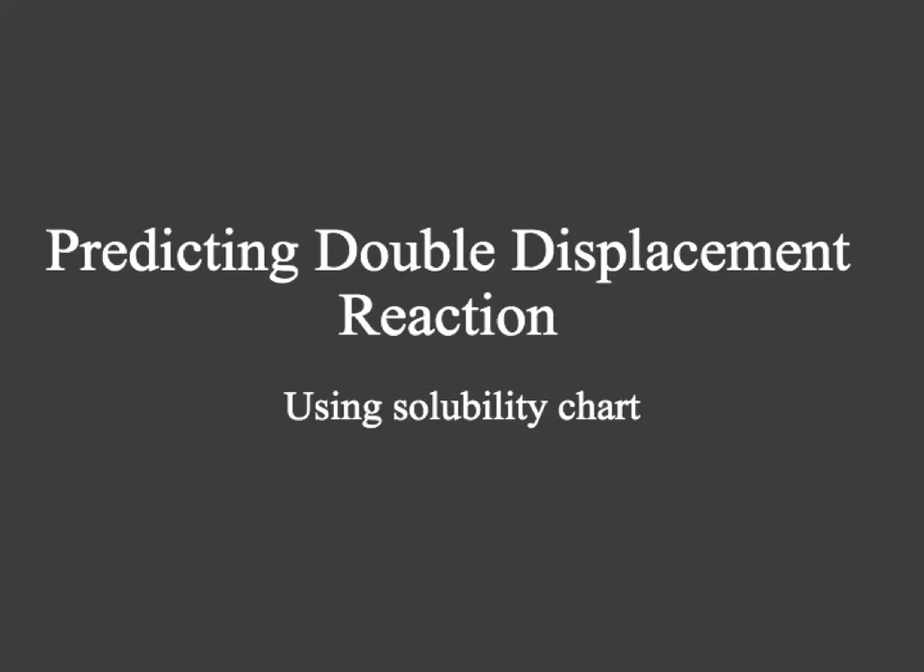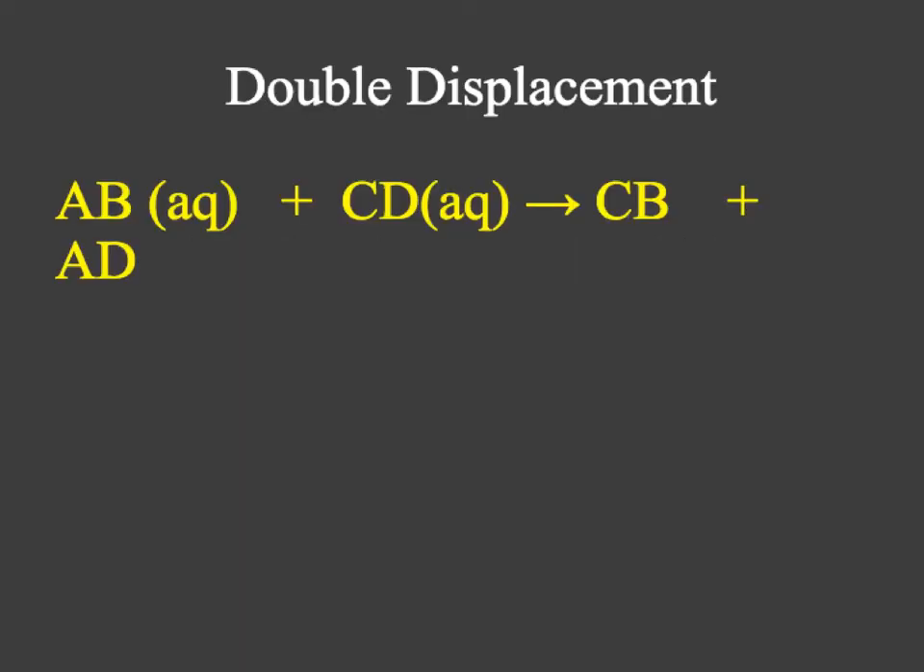Okay, this video is going to discuss how to predict double displacement reactions using a solubility chart. What exactly is a double displacement reaction? A double displacement reaction starts with two compounds. So we have our two compounds here. We have AB and CD.